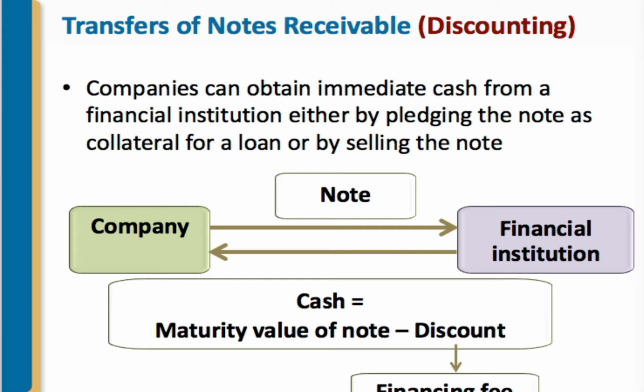The transfer of a note to a financial institution is referred to as discounting. The financial institution accepts the note and then gives the seller cash that's equal to the maturity value of the note, reduced by a certain amount for a discount. The discount is usually computed by applying the discount rate to the maturity value and represents the financing fee the financial institution would typically charge for this type of transaction.